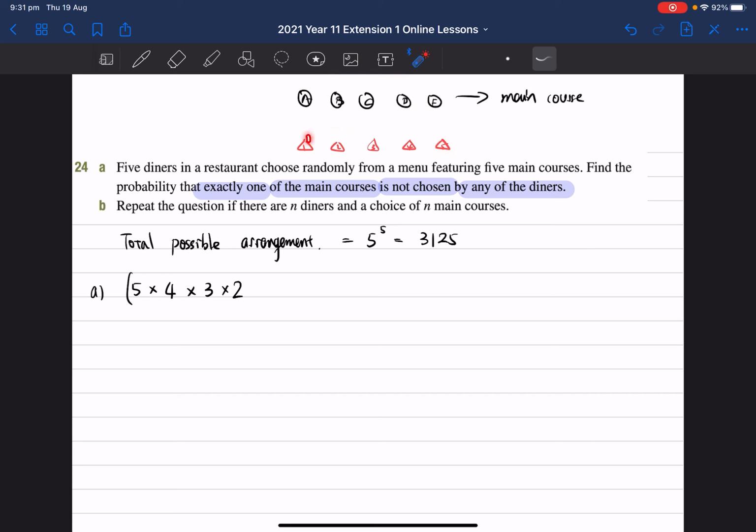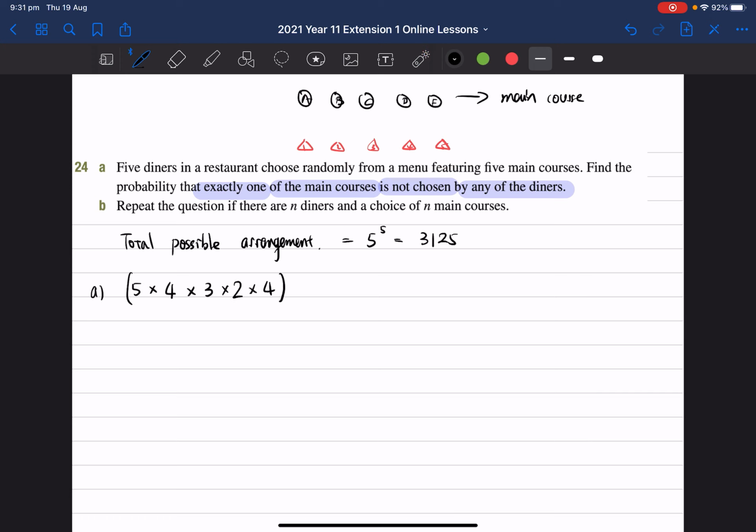So imagine if number 1 chooses A, number 2 chooses B, number 3 chooses C, number 4 chooses D, then the last one is not going to choose E. We need to make sure that E is not chosen. So therefore, to satisfy the question, exactly one of the main courses is not chosen by any of the diners. So this number 5 has to choose out of 4. Therefore we need to times by 4 here.